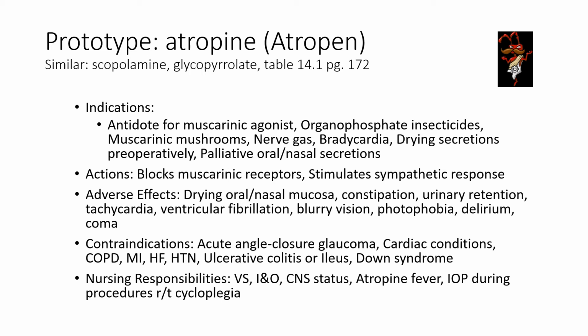Blurry vision. Well, what does it do to the eyes? It's an anticholinergic, so the eyes are going to dilate, right? Photophobia, so painful eyes when looking at light or sunlight. Well, the eyes are so dilated that you're allowing a lot of light in, and the pupil can't constrict because of the atropine-like compound.